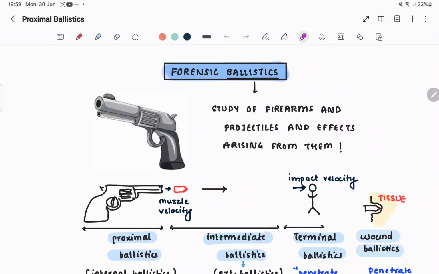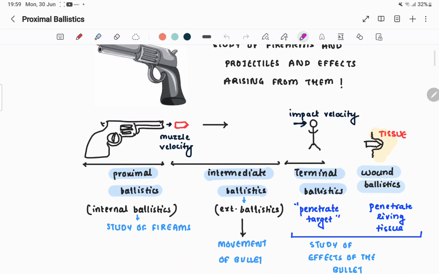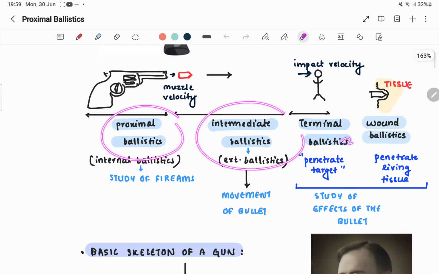So we'll start with forensic ballistics. Forensic ballistics is basically the study of firearms and projectiles and the effects arising from them. So you study about guns, about the bullets and the wounds which are produced by the bullet. We divide ballistics into 4 types: proximal, intermediate, terminal and wound. I classify them into one group. Okay.